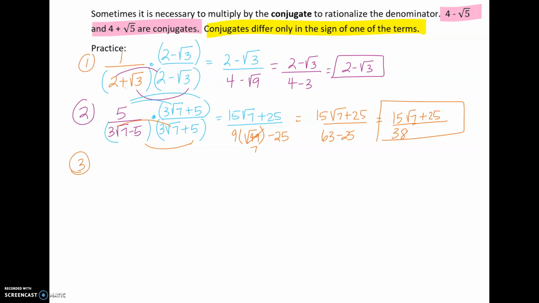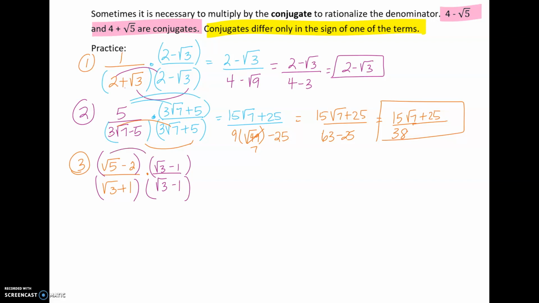All right, the next one is the square root of 5 minus 2 over the square root of 3 plus 1. Again, I have to multiply by the conjugate. The conjugate of the square root of 3 plus 1 is the square root of 3 minus 1. I do it to the numerator and denominator. When I multiply the numerator, I'm FOILing.